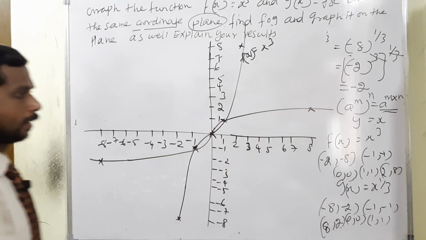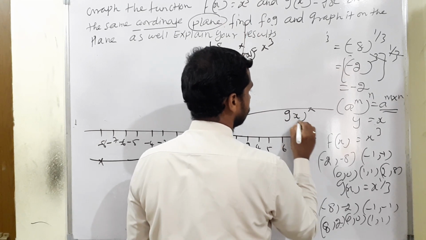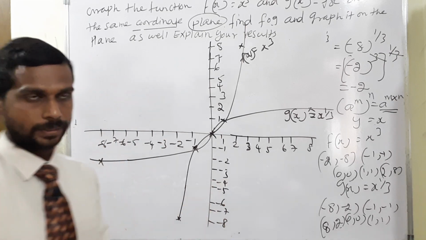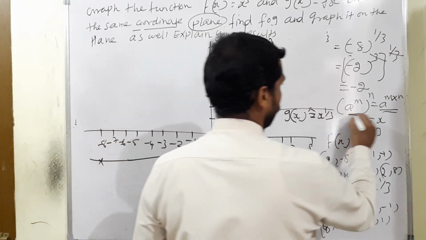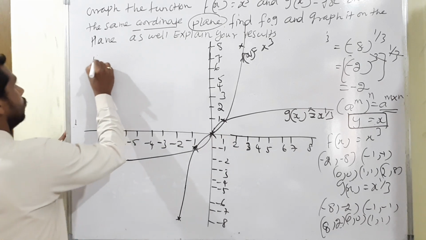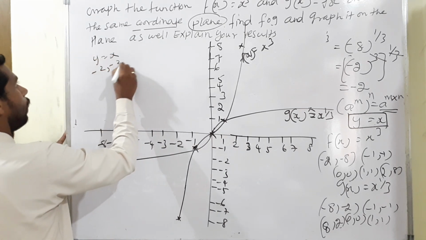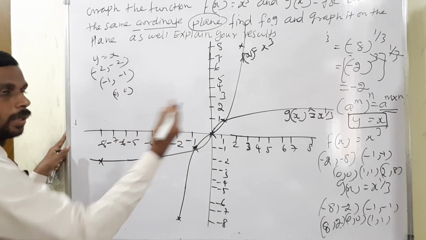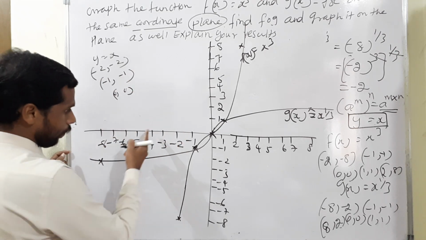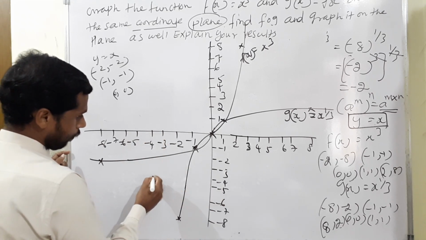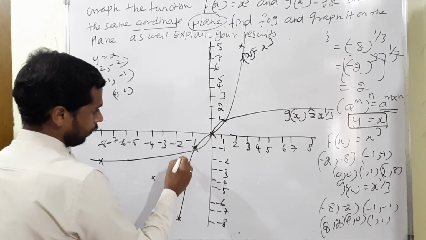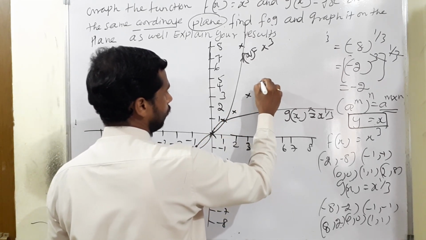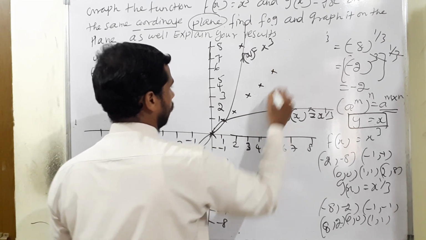This is the way. What is the meaning? g of x is equal to x to the power 1 by 3, or cube root of x. Final case, the symmetrical line y is equal to x. What is the meaning? y is equal to x means (-2, -2), (-1, -1), (0, 0), (1, 1), (2, 2), then (-4, -4), (-3, -3), and so (3, 3), (4, 4), (5, 5) like that.